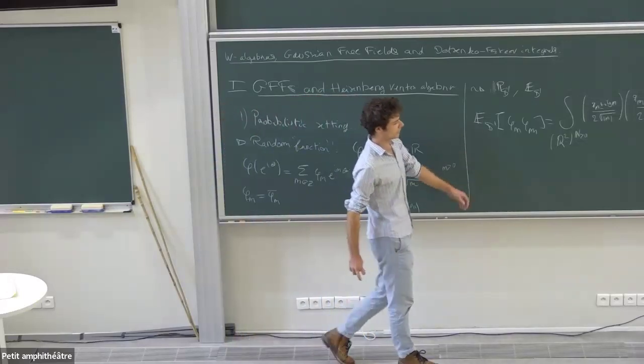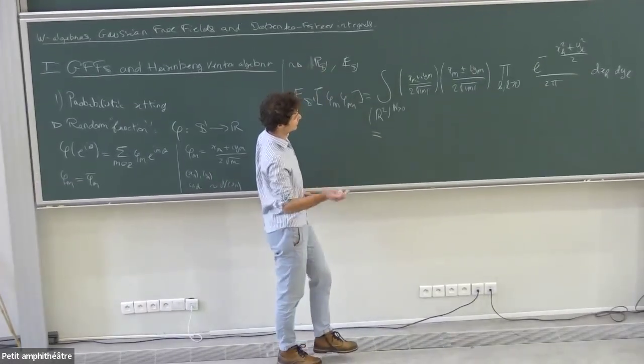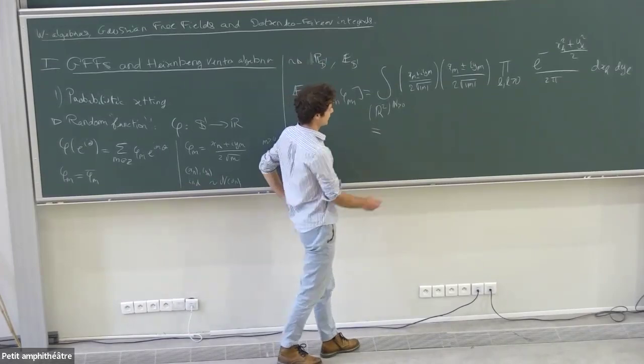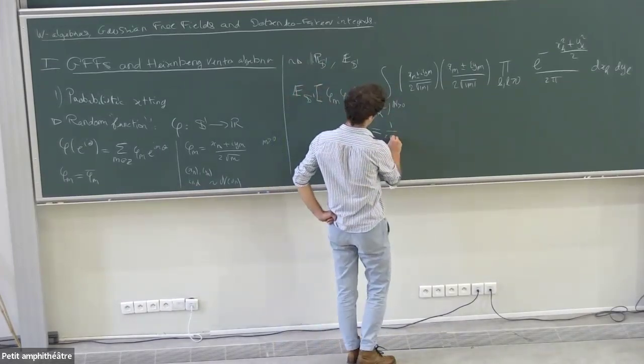This is not a too difficult computation when you are used to this probabilistic language. This is just 1/2n.